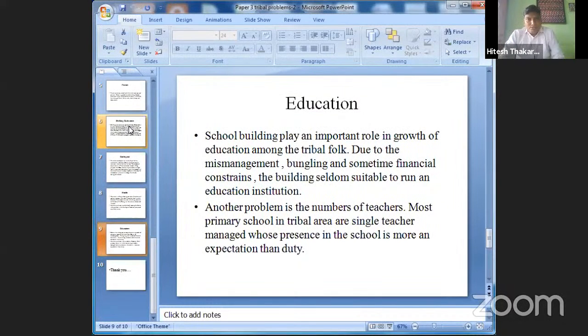Education. This is a major problem of tribal areas. School buildings play an important role in the growth of education among tribal folk, but due to mismanagement, bungling, and sometimes financial constraints, the buildings are seldom suitable to run as educational institutes. Another problem is the number of teachers. Most primary schools in tribal areas are single-teacher managed, whose presence in the school is more on expectation than duty.